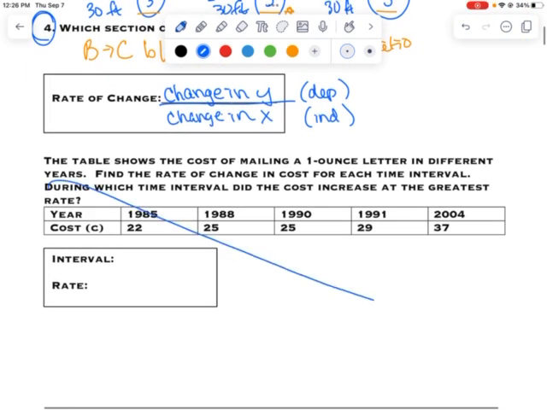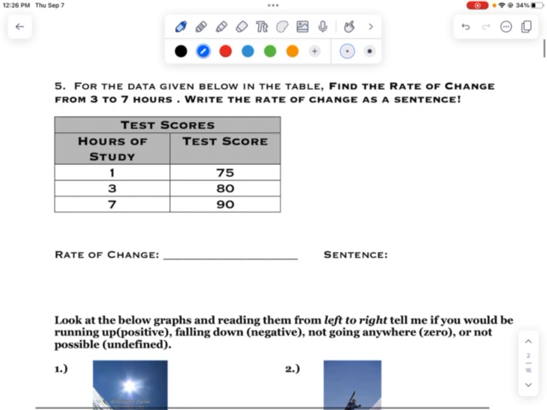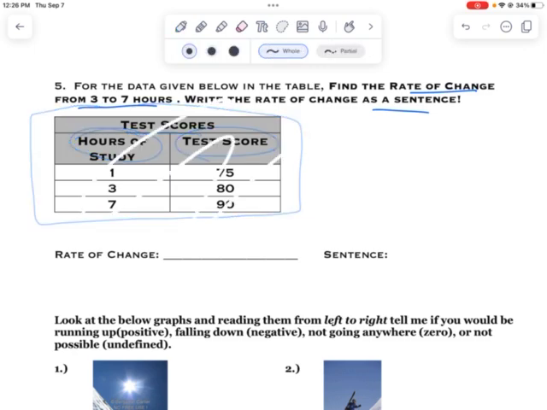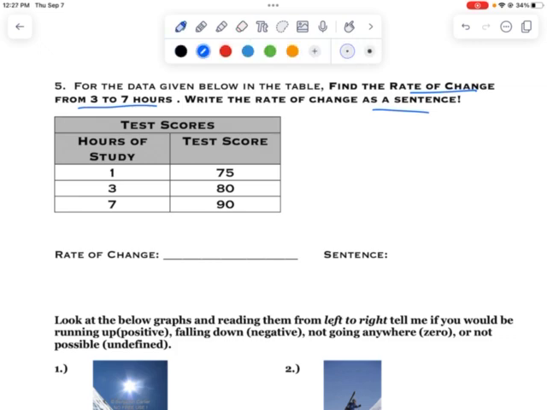All right, let's go ahead. We're going to actually skip this problem and move to this table on the next page. For the data given below in the table, find the rate of change from 3 to 7 hours, and then write that rate of change as a sentence. So if I look at my table, it looks like I have test scores, and depending on the number of hours I study, I get a specific test score. So I'm going to be looking at the rate of change between 3 to 7 hours.